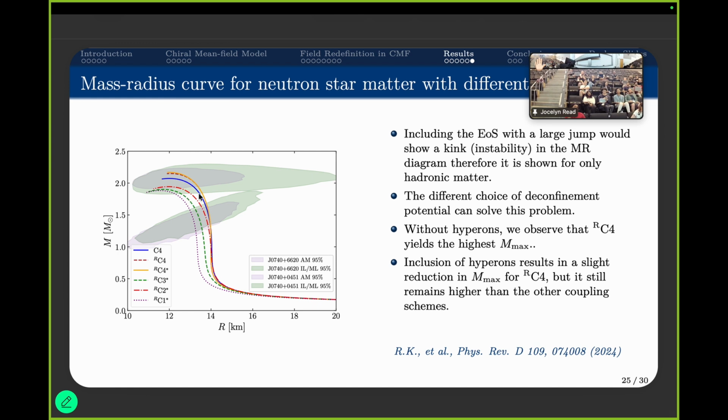And we saw that we have improved the mass-radius relation, the maximum mass for neutron stars, with the new couplings. We also observed that if we add hyperons to our system for a particular coupling, the RC4 coupling, it has a slight reduction in the maximum mass. So inclusion of hyperons results in a slight reduction in maximum mass for RC4, but it still remains higher than the other coupling scheme. For example, if we compare it with this.